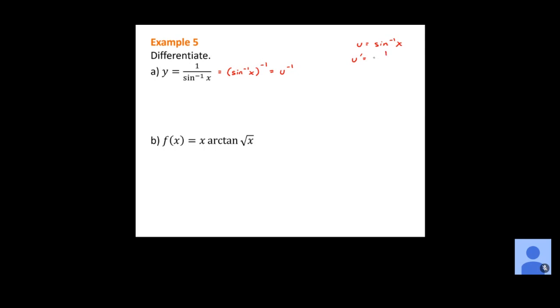Good. So that's 1 over the square root of 1 minus x squared. And so now when we come over here and we find our derivative for y, if we do it in terms of u first, we can use the power rule. So we're going to bring down the negative 1. So we get negative u. Subtract 1 from the exponent. That's going to give us a negative 2. And then we have to multiply by u prime.